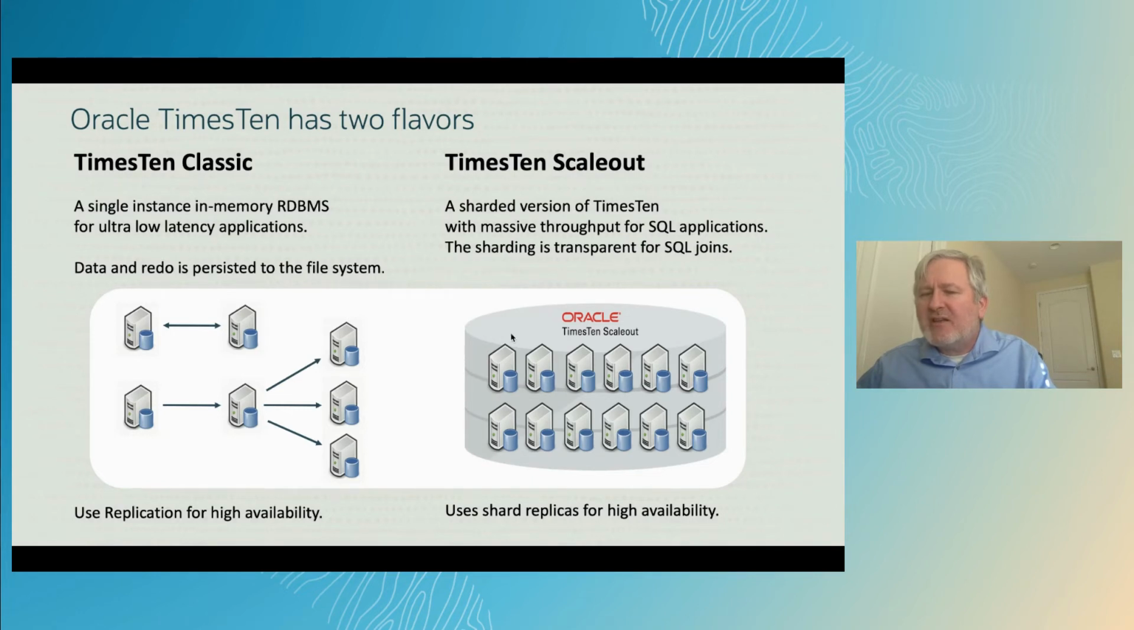So even though it's sharded, your SQL joins just work. You don't have to do anything complicated like a shard key. It just all works out of the box. And so you've got sharding for scalability and replicas for availability. Single instance database, many instance TimesTen Scaleout, or you can use the single instance TimesTen for small systems. So that's the 2 different flavors of TimesTen, which you can either use as a system of record or as a cache for your Oracle database.